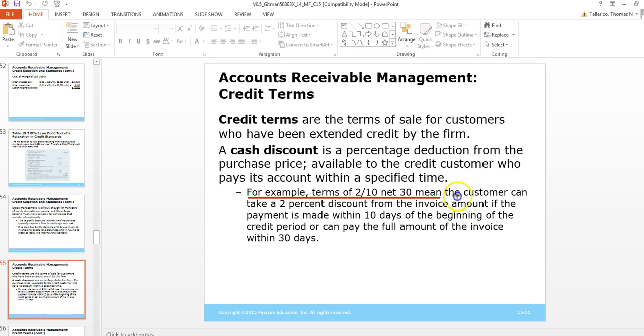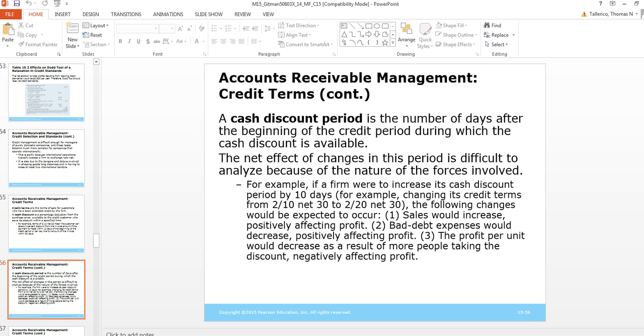Terms of 2/10 net 30, you should know that if you pay within 10 days, right, you'll get a 2% discount on the invoice price, or you can pay the full amount of the invoice within 30 days. So if you miss the 10-day window, you'll have to pay within the 30 days. So that's important to know what that means, right?